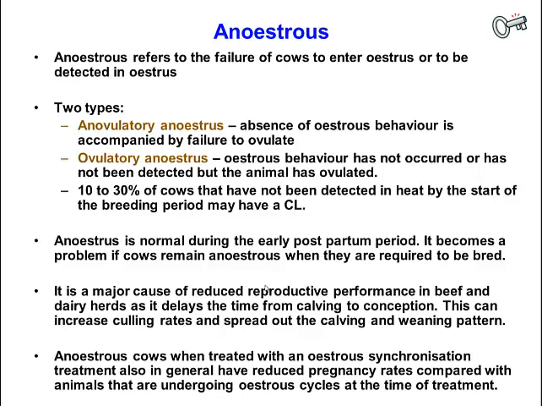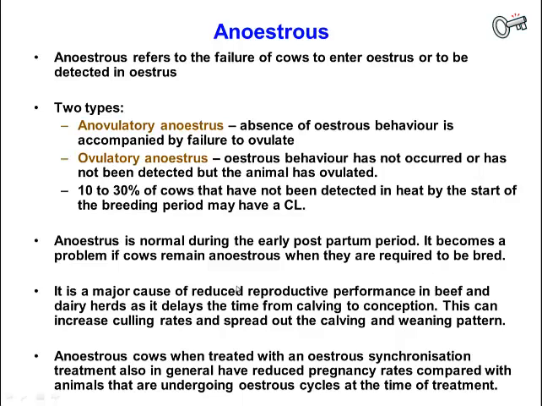In a normal dairy herd, for example, say a seasonally calving herd, then it's common to have between 10 and 30% of the herd that are actually anestrus at the start of the breeding period. So they're actually not ovulating at the start of the breeding period, and this causes a delay in conception for these cows.